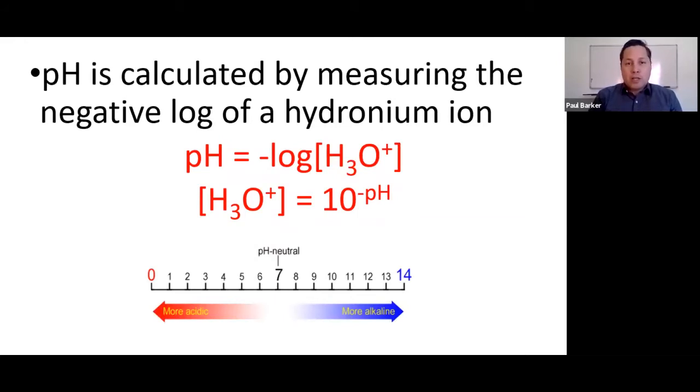So that is the equation right here in red to solve for the pH. pH equals the negative log of the H3O plus concentration. Now, what if they give you the pH and you want to figure out, if a substance has a pH of, let's say, 3.5, what is the hydronium ion concentration? That same formula is rearranged to the second formula, where the hydronium ion concentration is equal to 10 to the power of negative pH. Whatever the value of the pH is will be substituted for the exponent.